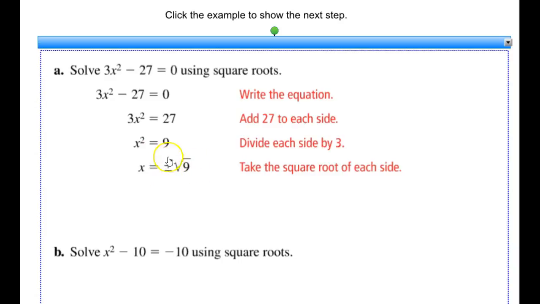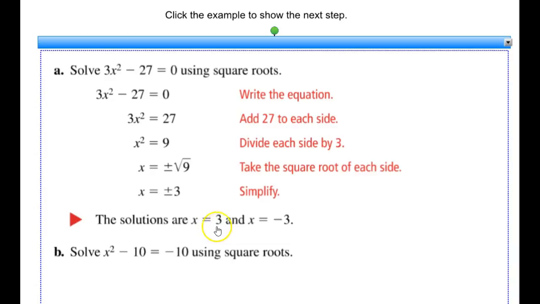And you'll see here I have my positive and my negative roots. Well, I know the square root of 9, so I can simplify to plus or minus 3. So my two solutions are x equals 3 and x equals negative 3.